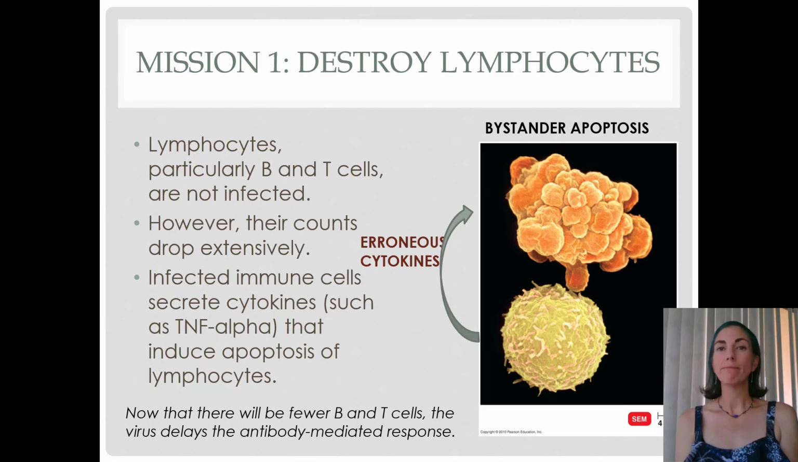It turns out that Ebola does not actually inhibit the acquired immune system as much as it delays it. It delays it by reducing the counts of your lymphocytes, specifically your B and T cells. Now, your B and T cells are not infected, but they are still destroyed by something called bystander apoptosis. And bystander apoptosis is where a cell that is not triggered to be destroyed, just standing on the side, gets signals that, hey, you need to be destroyed. And so this is what happens.